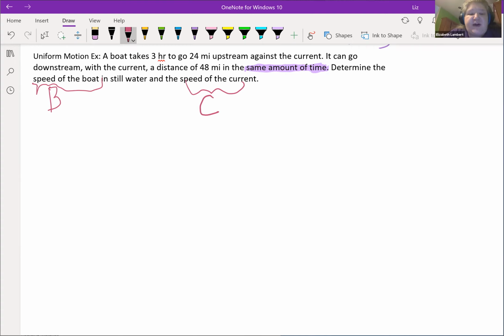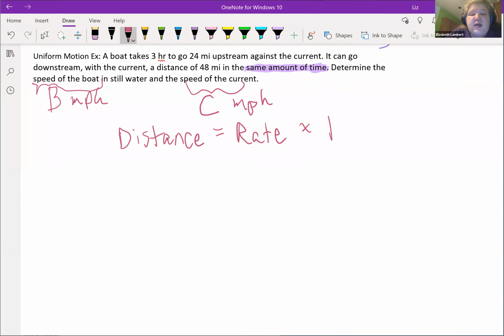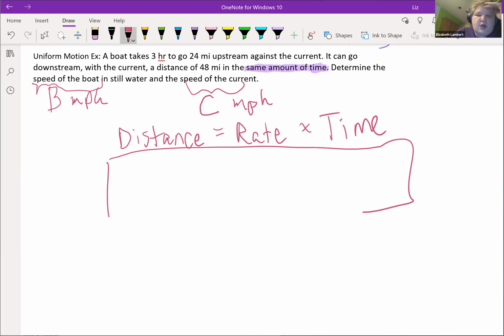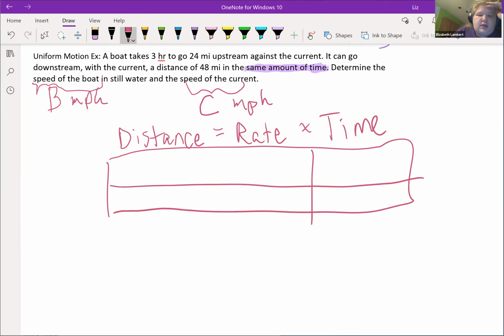So these are speeds, and if I look at my units, I've got miles and hours. So the units on these are going to be MPH. All right, but speeds, distance, time, we need to use one of our formulas, speed is distance over time, or whichever way it ends up working. I usually start with distance equals rate times time. Do chart.